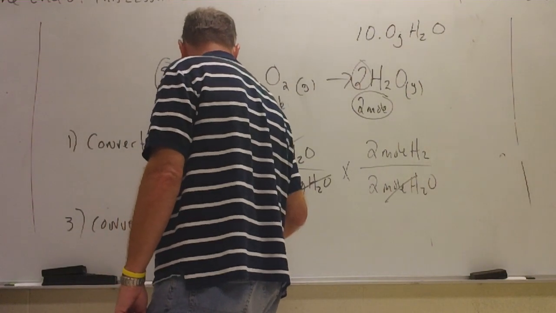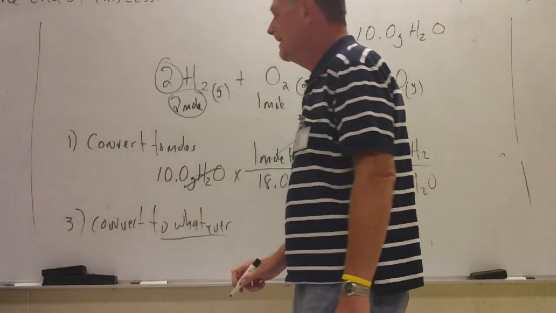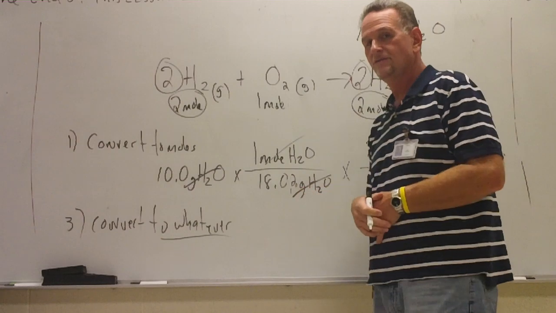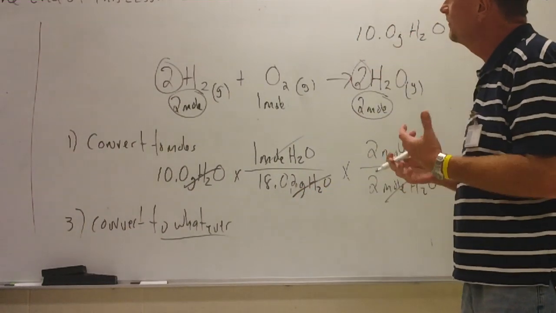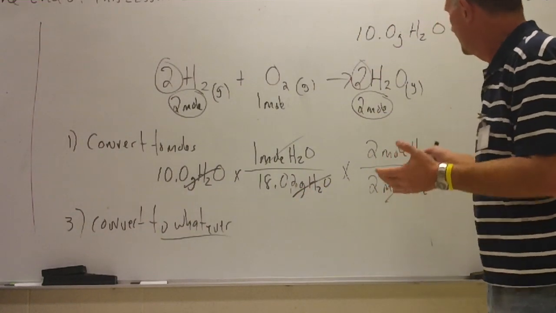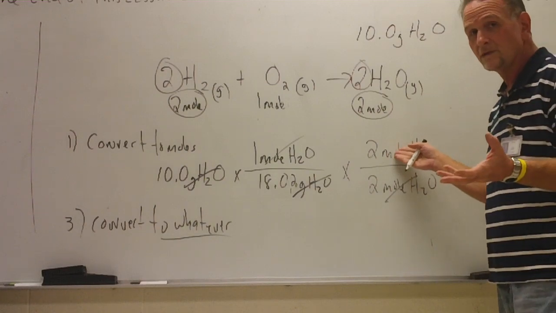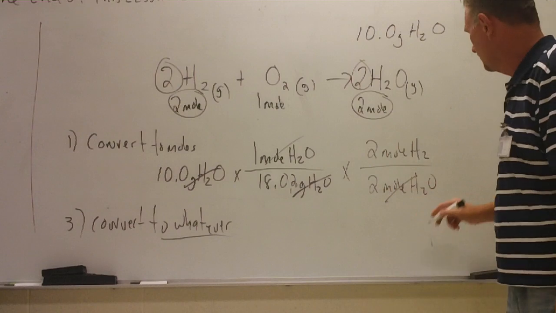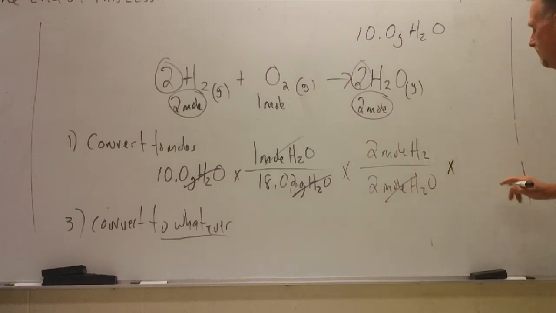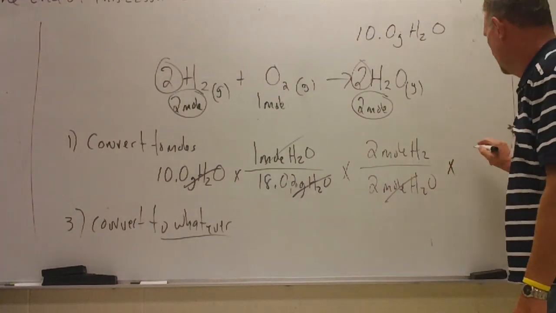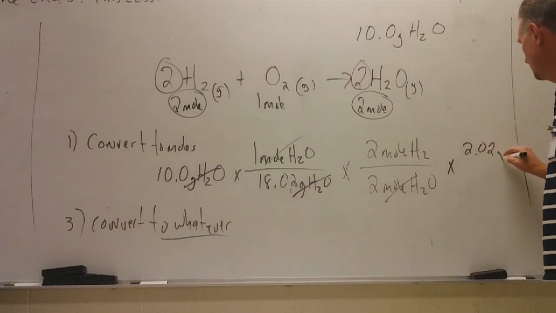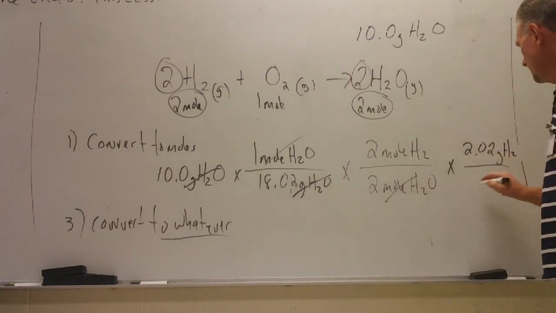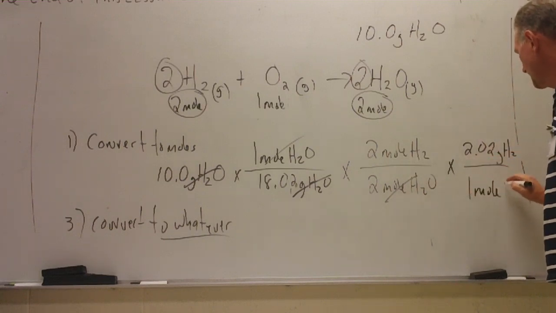All right. Now, last but not least, in the third step, step number 3 says convert to whatever. And when I say whatever, I mean whatever the question asks you for. So remember, we wanted to know the amount of hydrogen. Well, we could figure out the amount in moles, or we can figure out the amount in grams. So if you're asked for grams, you're now going to have to multiply this times the molar mass of hydrogen, which is 2.02 grams of hydrogen for every 1 mole of hydrogen.